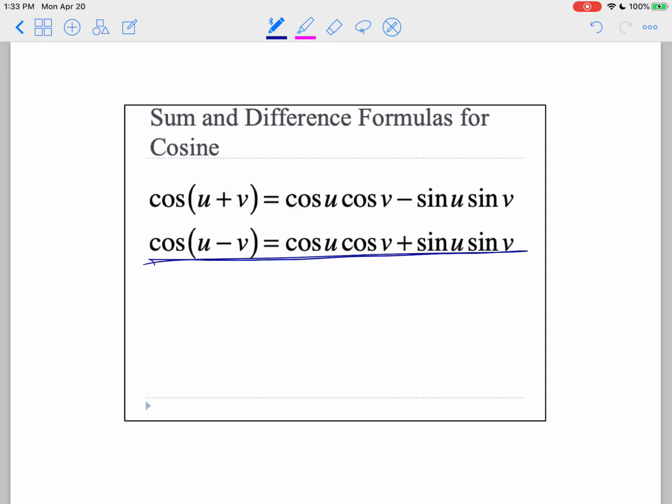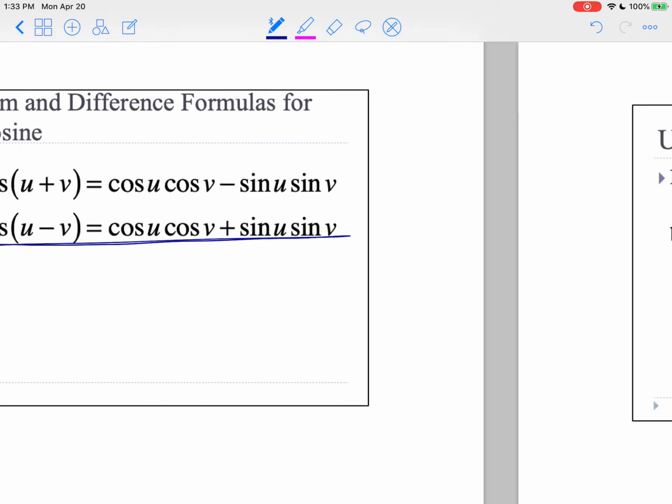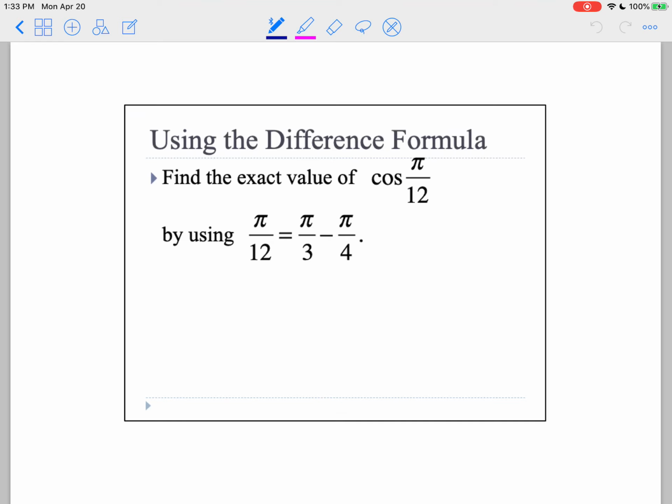Hey everybody, I'm back for the next part. We are now going to use the sum and difference formulas for cosine to find an exact value. So we're going to find the exact value of cosine of pi over 12.